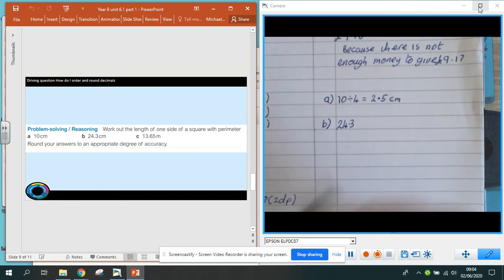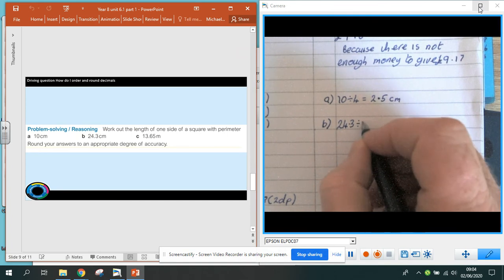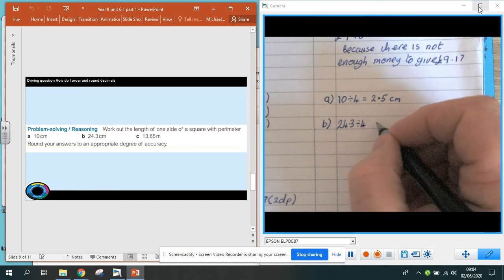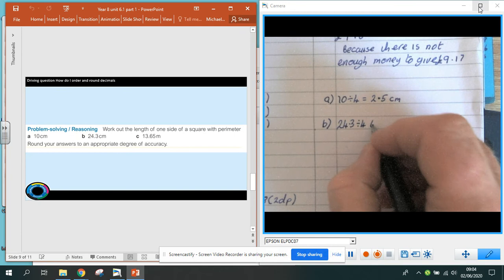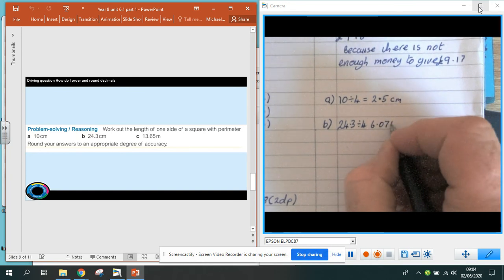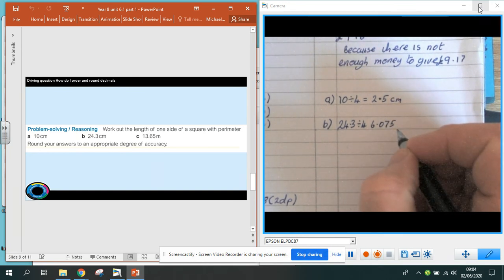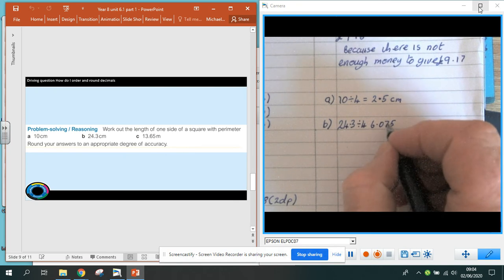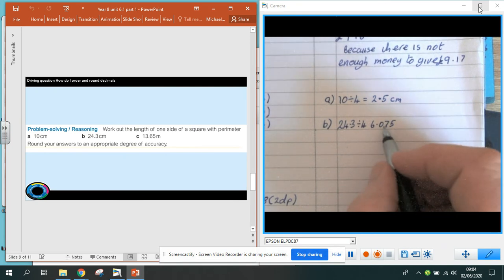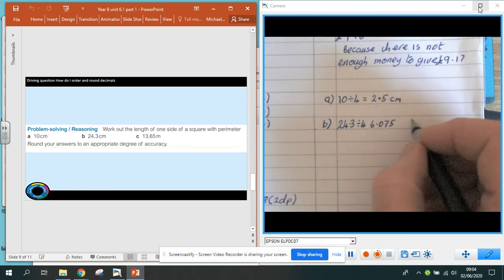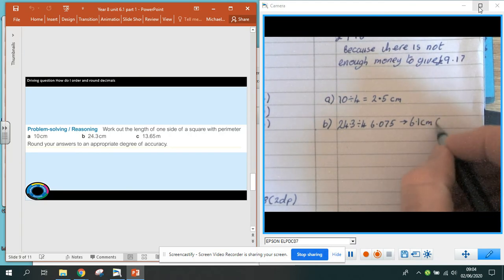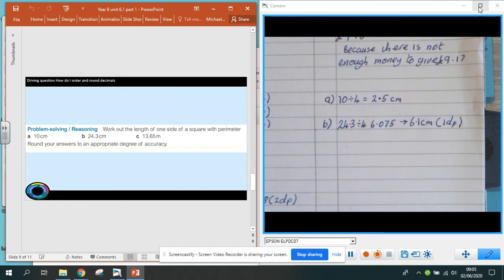which we need again to divide by 4. If we do that, we get 6.075. Very, very difficult to measure. So I'm going to round this to 1 decimal place. So that will become 6.1 centimetres, 1 decimal place. That's a suitable degree of accuracy for this. It's not 100% accurate, but it's close enough.